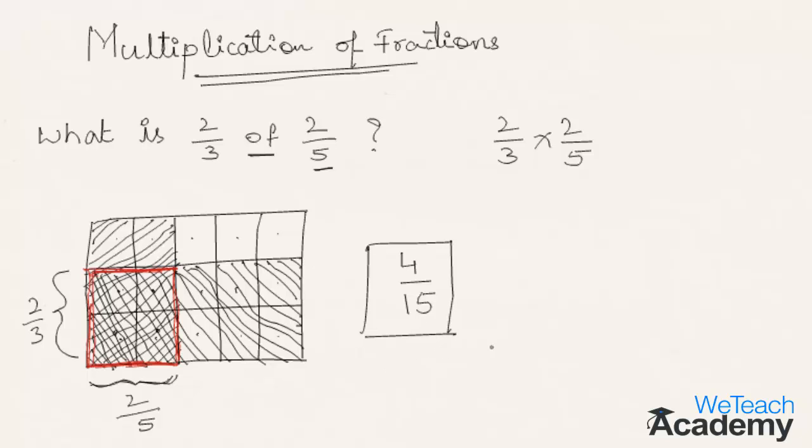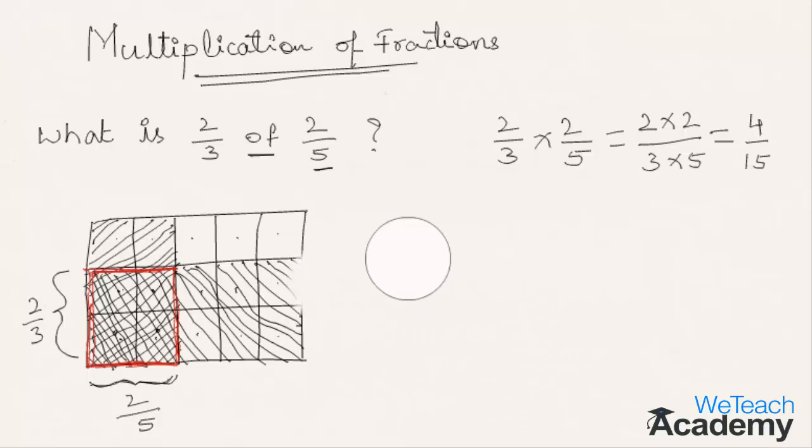Now if you observe, this is nothing but the product of numerators, that is 2 2s is 4, and the product of denominators, that is 3 5s is 15. Hence, in short, the product of fractions is equal to the product of numerators by the product of denominators. Now with the same concept, let us try to solve a few more examples.